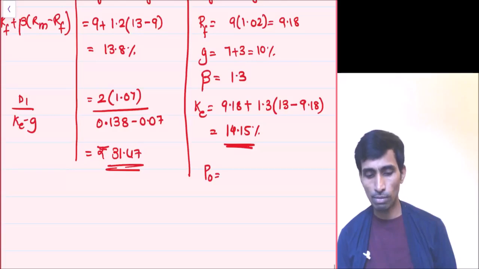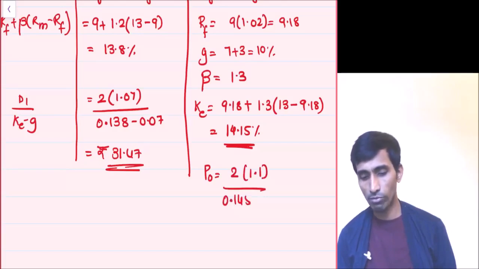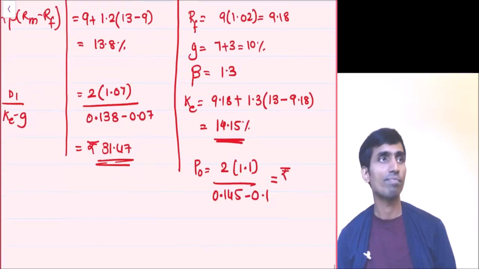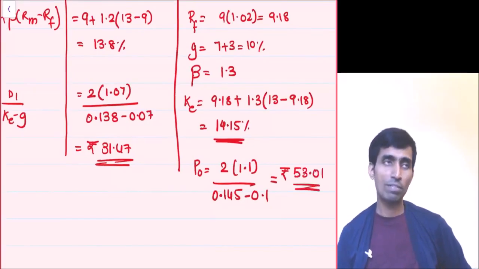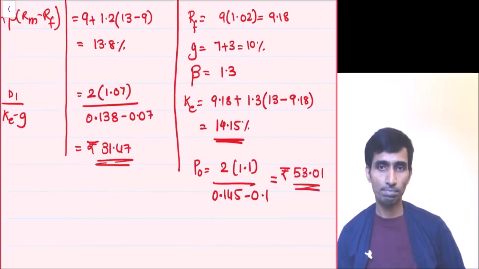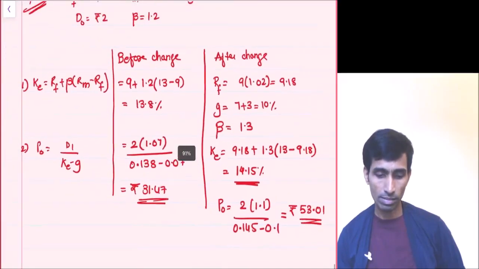P0 equals my current dividend is 2, my growth is 10%, so 2 into 1.1 divided by my new K, which is 14.15, minus my growth 10. So my price is how much? 53.01. Okay, please copy.